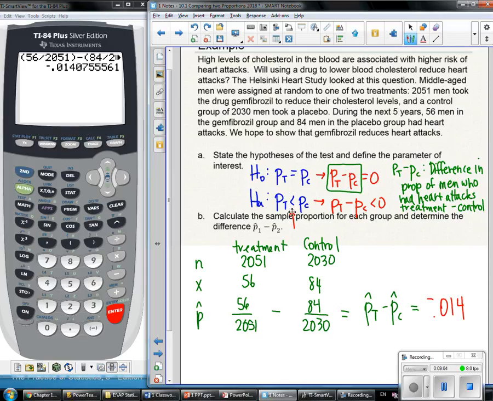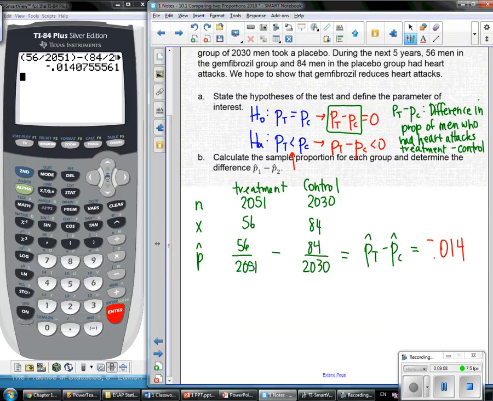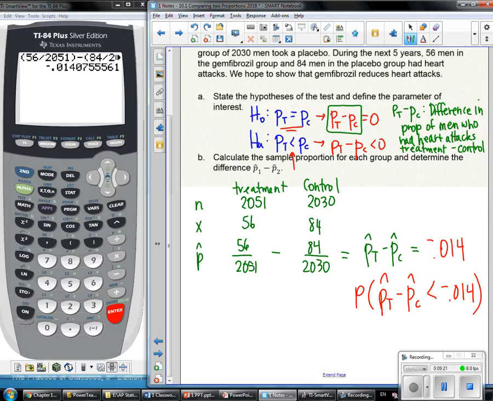And that's going to be really important because ultimately what I'm trying to do is determine the probability of getting this difference, or less, if there really is no difference between the groups. If the null hypothesis is true, what are the chances that I'm going to see this difference? Is it really a significant result? So ultimately, I need to calculate this probability.